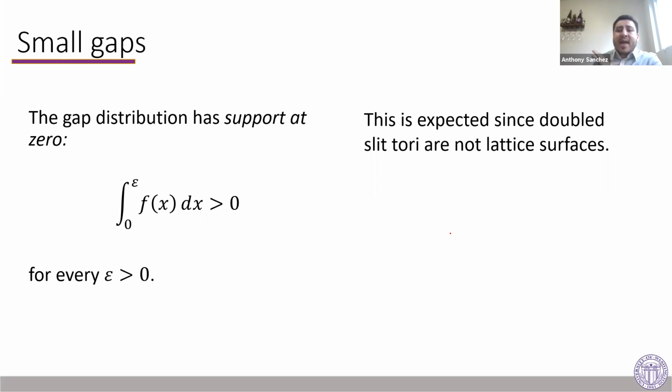geometric property. And by a result of Threya-Chaika that I'll mention shortly, it turns out that not being a lattice surface, not having a lot of symmetries, is exactly the same thing as having support at 0. So we actually already knew this about double slit tori by a result of Threya-Chaika, but this gives us another proof of the fact that a double slit torus is not a lattice surface. Okay.